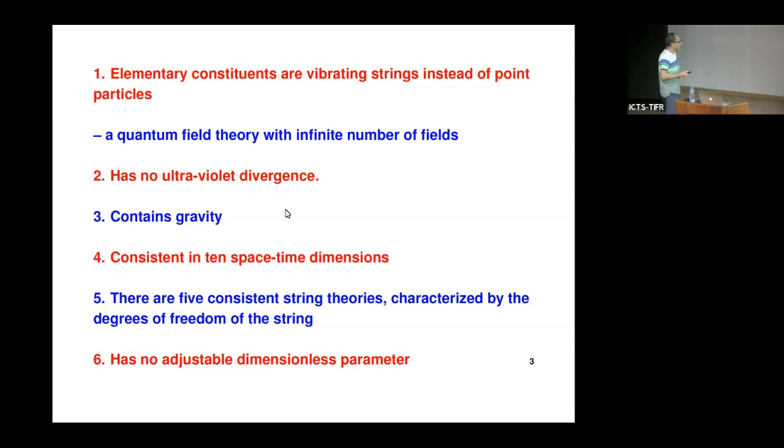And there are 5 consistent string theories which are characterized by the degrees of freedom of the string. Now, of course, every string has its usual vibrational degrees of freedom, which is vibration in 10 space-time dimensions. But besides those vibrational degrees of freedom, each string has some internal degrees of freedom, some motion in hidden dimensions, which you don't see. And this is where the 5 string theories differ. And finally, string theory has no adjustable dimensionless parameter. So the only parameters that a string theory has are the ones that set the units of length, mass, and time, but no dimensionless parameter.